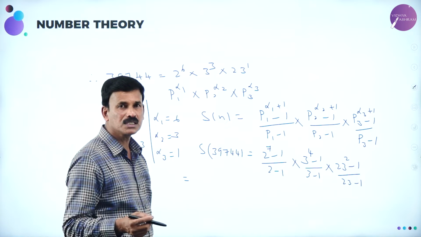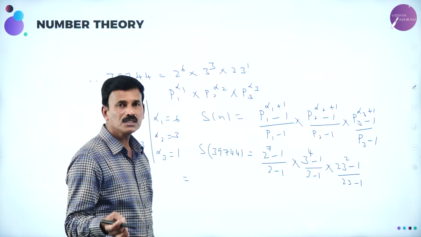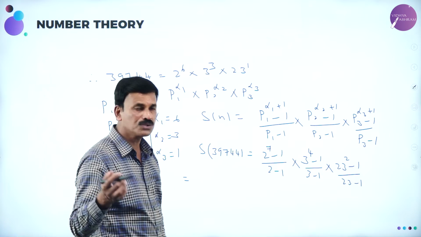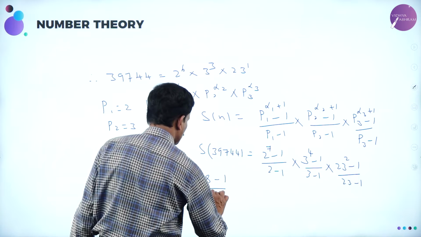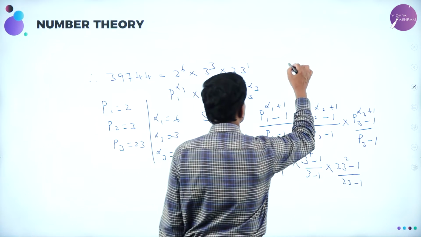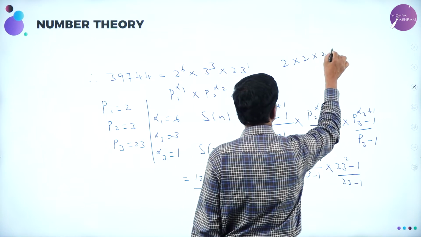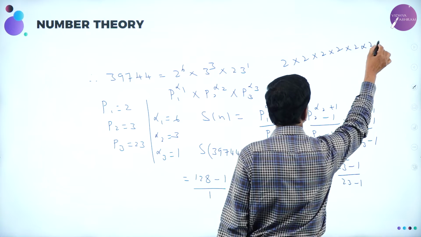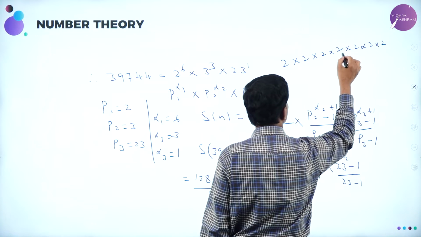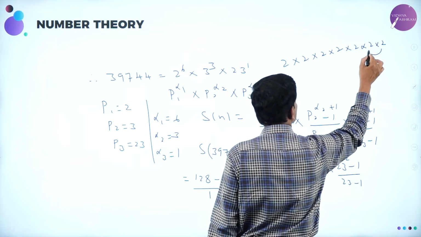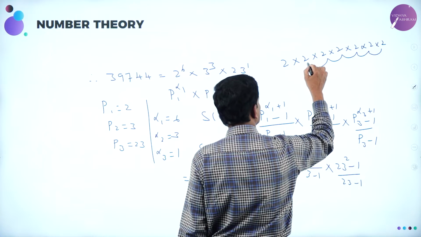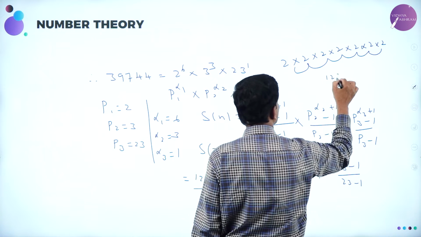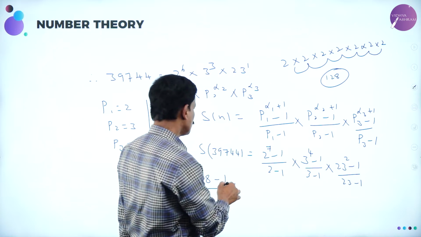2 to the 4, 4 to the 8, 8 to the 16, 16 to the 32, 32 into 2 is 64 into 2 is 128. This is 128 minus 1 divided by 1. If you want, you can check 1, 2, 3, 4, 5, 6 and 7. 2 to the 4, 4 to the 8, 8 to the 16, 16 to the 32, 32 into 2 is 64 into 2 is 128 minus 1.